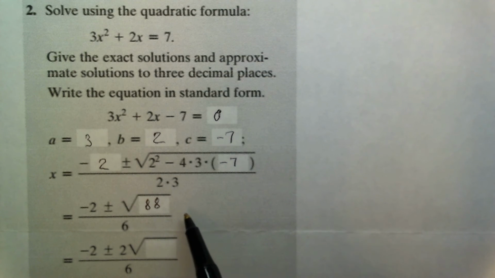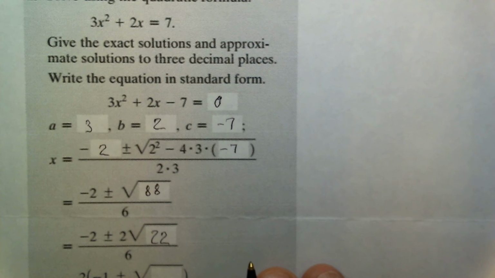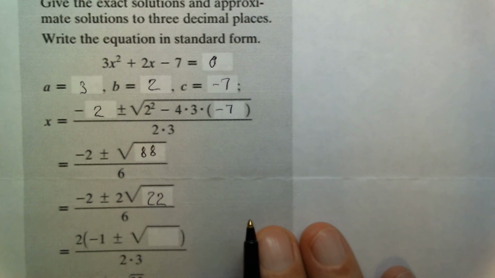Now, 88 we can write as 4 times 22, and the square root of 4 is equal to 2, so that becomes 2 times the square root of 22. Now, pay attention to what happens next, because this is really an important detail. We factor out a 2 in the numerator. So that becomes 2 times parentheses minus 1 as a placeholder for the minus 2. And then we factor out the 2 in front of the radical symbol. So in other words, we have 2 times minus 1 plus or minus the square root of 22, divided by 6. And we write 6 as 2 times 3.